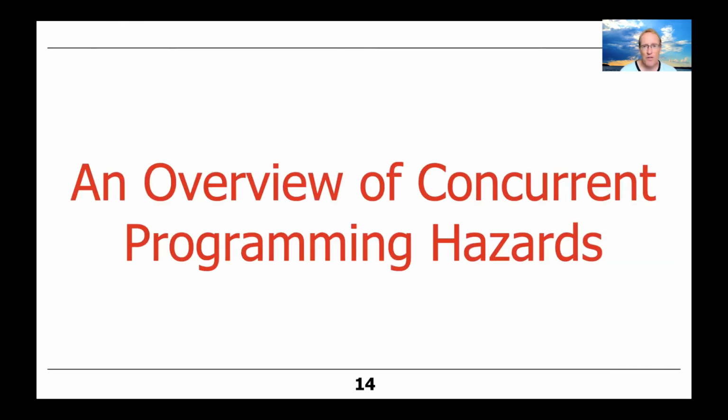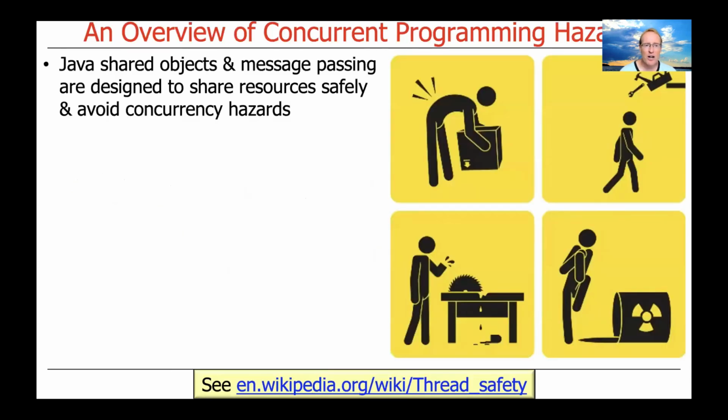So that's a quick overview of classic concurrency mechanisms like threads, and classic synchronization mechanisms like shared objects and message passing. Now, one thing that makes all this very complicated is the fact that there's a bunch of concurrent programming hazards you can run afoul of if you're not careful and or you're not lucky. So that's what I want to talk about now.